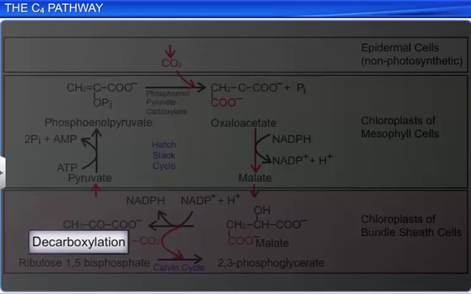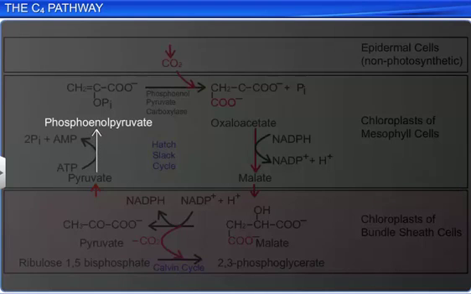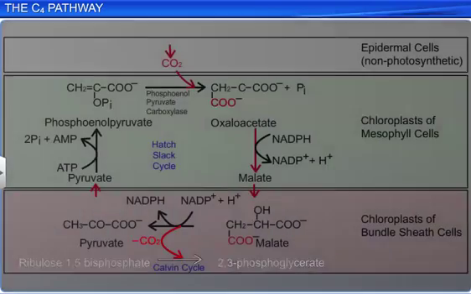Decarboxylation results in the release of a carbon dioxide molecule. Pyruvate is transported back to the mesophyll cells through plasmodesmata and is phosphorylated to phosphoenol pyruvate. Then the cycle of carboxylation is reinitiated. The released carbon dioxide is fixed in bundle sheath cells, which are rich in rubisco, through the Calvin or C3 cycle.